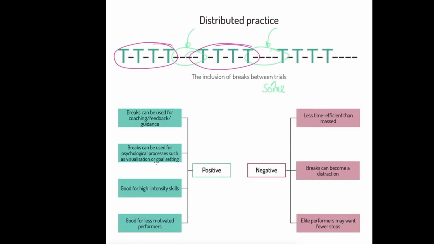Distributed practice gives us the opportunity for other non-physical but psychological processes. Let's name imagery. Let's name deep breathing. Let's go for positive self-talk. But more importantly, the coach can actually engage with the athlete on that one. It's really good for high intensity skills. Why? It's good for high intensity skills because we've got that break period. In other words, there's recovery. You can literally call this recovery. Okay, that's more of a physiological term, but why not? It's the same concept, isn't it?